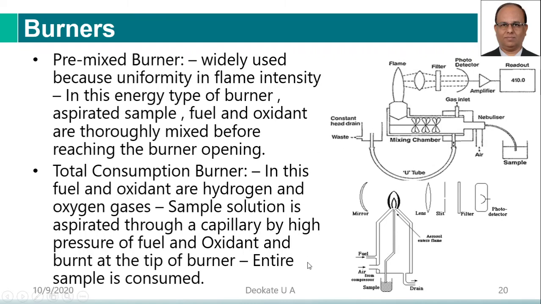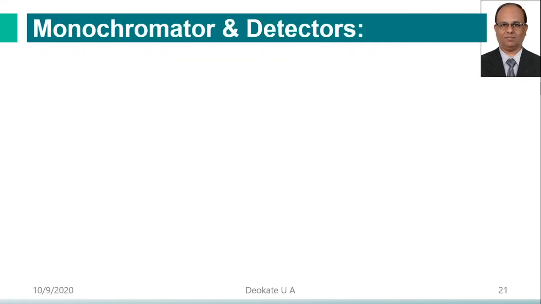The larger particles will drop down and be sent to the drain. Then again in the flame, they will be thermally excited, and then they are detected. The basic disadvantage of the total consumption burner is clogging of this nozzle. Every time this nozzle will get clogged, because when the liquid comes into the flame it is converted to small particles. These particles drop again into the nozzle, and they may block the nozzle part. That requires continuous cleaning. So today all instruments use the premix burner system. So there are two types of burner systems.